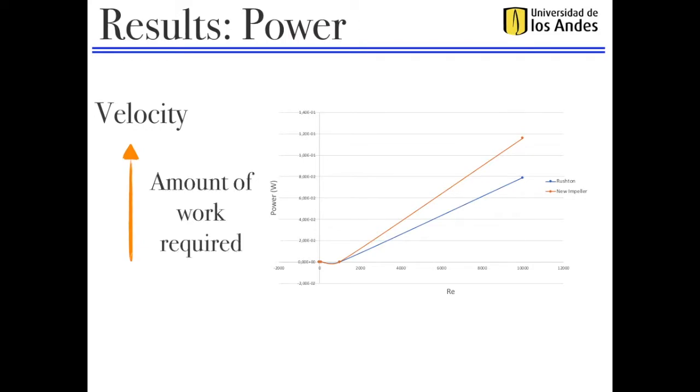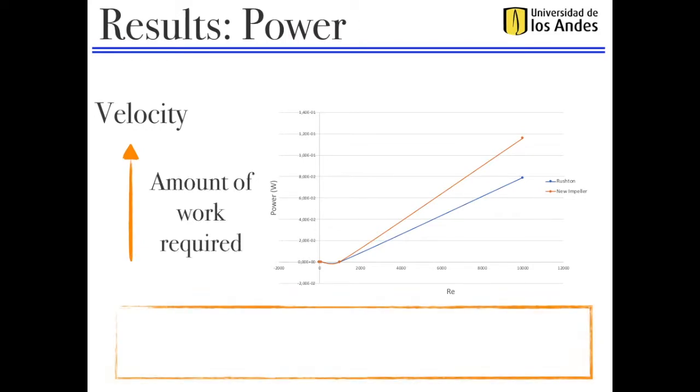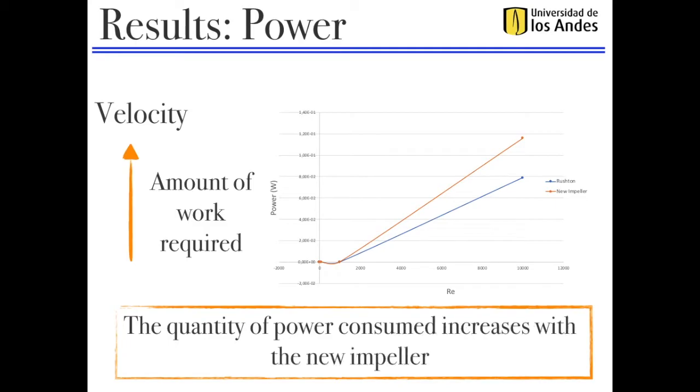When comparing the curve for the new mobile and the original one, it can be concluded that due to the geometry of the new mobile, the power consumed in order to reach the same velocity is greater than the one consumed by the original turbine. This responds to the fact that the new impeller was designed with more blades in order to increase the power number.